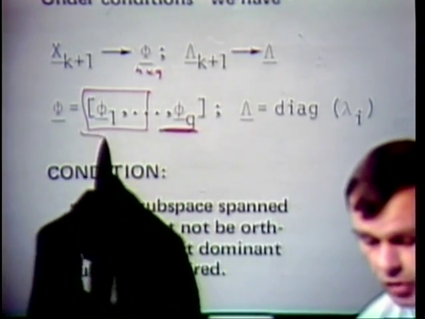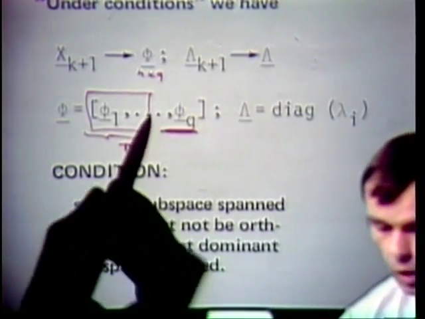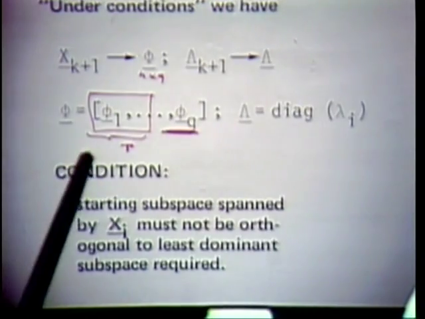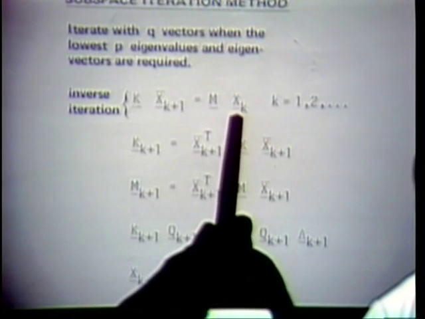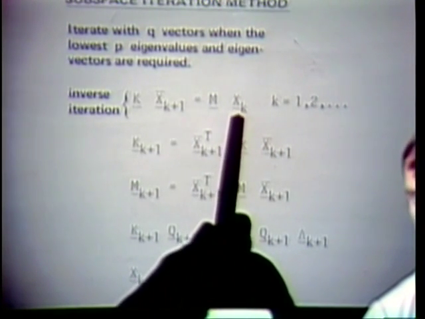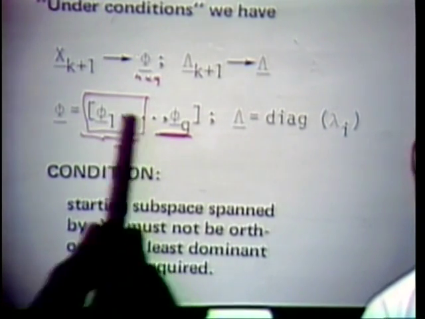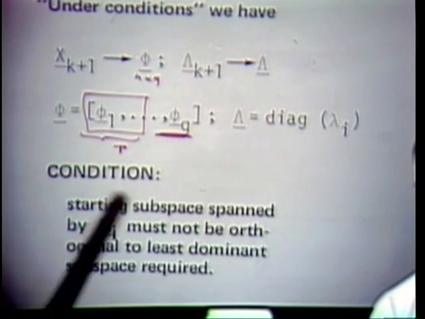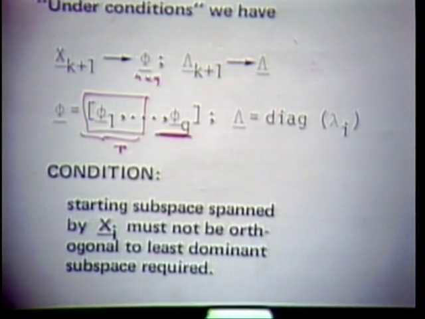So since we are only interested in the lowest p eigenvalues and corresponding eigenvectors, we want to get convergence towards those. And what that means is that our starting vectors in here must not be orthogonal, must not be M-orthogonal, to the eigenvectors that we want to calculate, phi 1 to phi p. If that condition is satisfied, one can show theoretically, and of course we see it in practice also, that this iteration scheme will always converge to the lowest eigenvectors and corresponding eigenvalues.